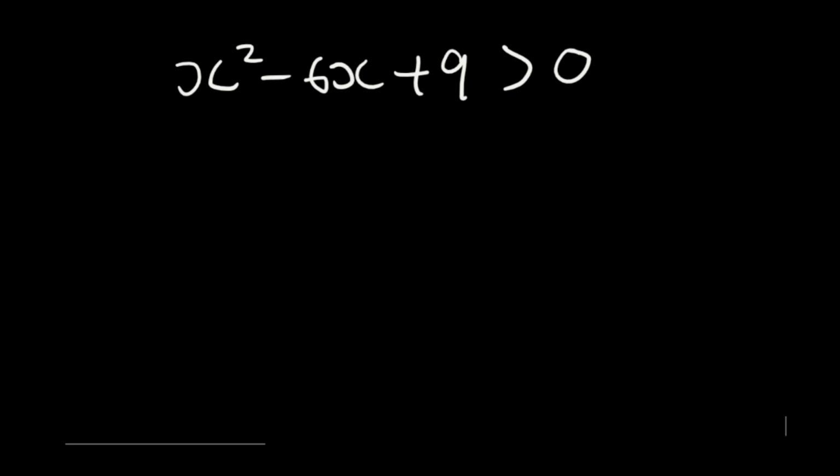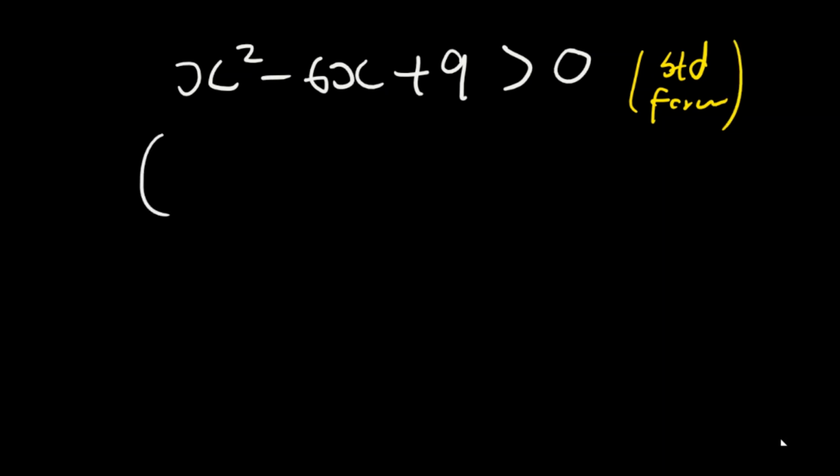And then from here, this is the standard form of equation, right? This is the standard form of equation. So you're just going to factorize and say greater than 0. And then you find the factors of x squared, which is x and x.